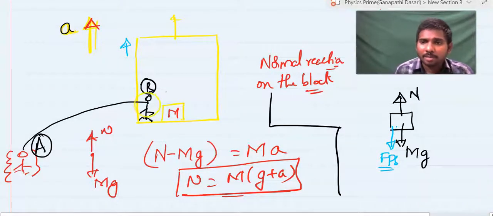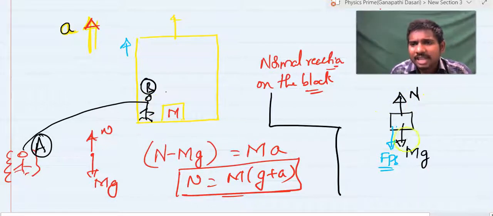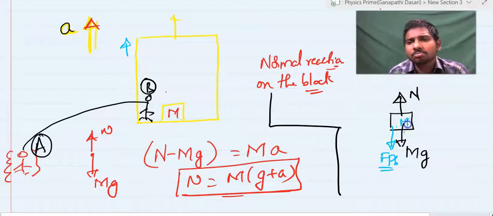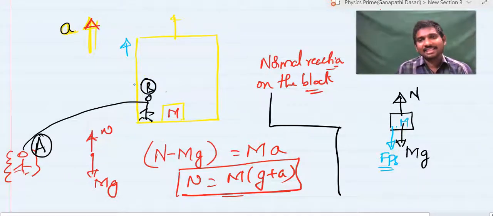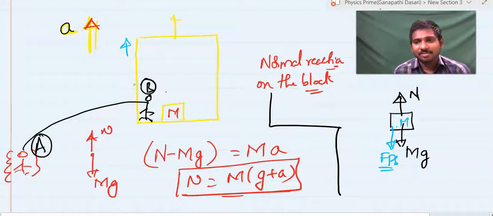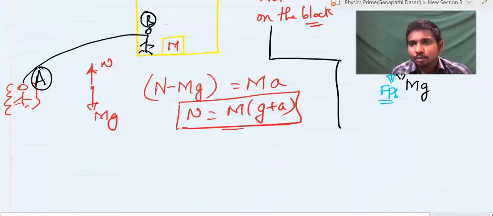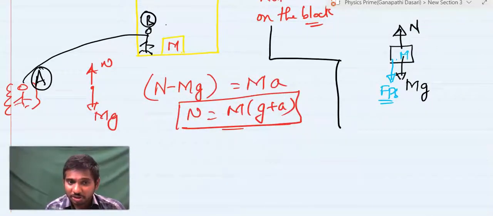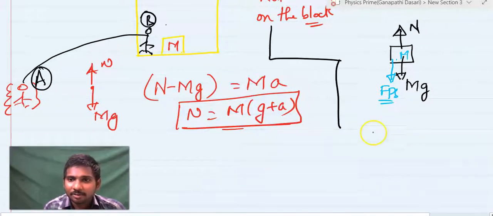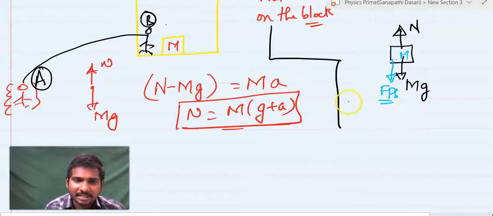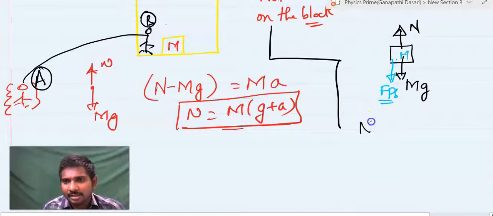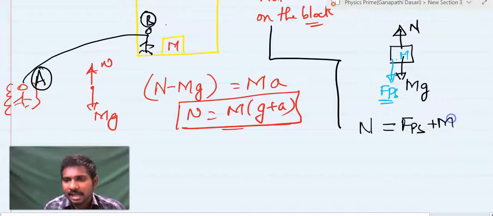Now according to that B man, what is the acceleration of this block? The acceleration of the block is 0. Why? Because for a man sitting in the elevator, the block is at rest. So if the block is at rest, the net force should be what? 0. That means upward force is equal to downward force. So N is equal to F_ps plus mg.